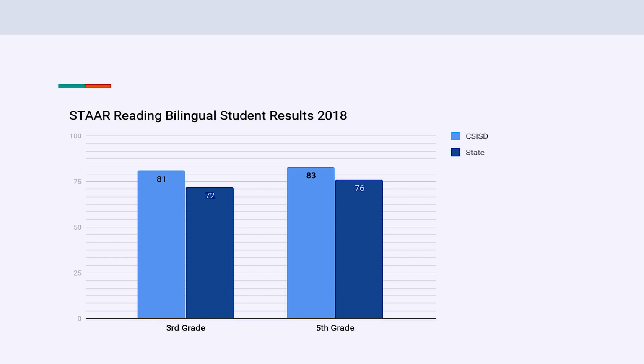Then when we look at our bilingual, our percentages are higher, and if you could tell, the state percentages are also higher. This is all of our bilingual students in our program, so English limited and non-English limited. They take all the students and they rate them as bilingual education students. So we have 81% of our third graders passing and 83%. So we're a little bit above the state average.